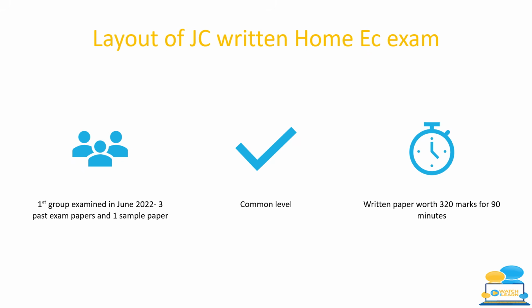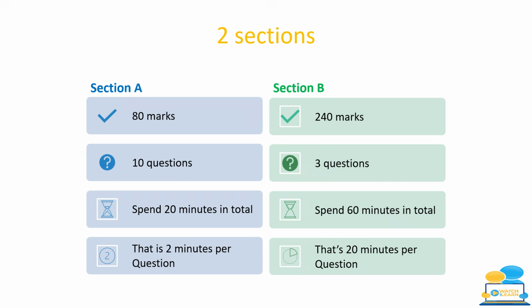So the layout of the junior cycle written exam: the first group was examined in June 2022. So we now have 3 past papers, a sample paper and an NCCA sample paper. So that gives us a nice overview of the style of questions. It is a common level. It is a written paper worth 320 marks and you get 90 minutes.